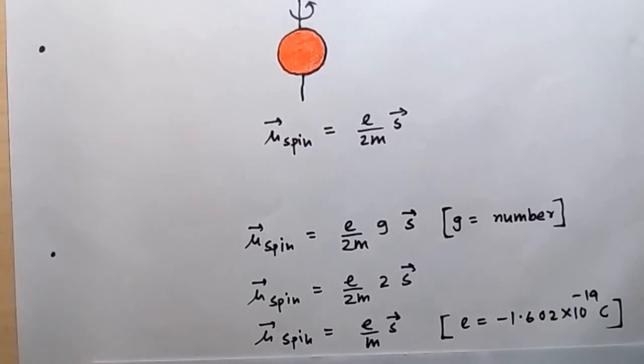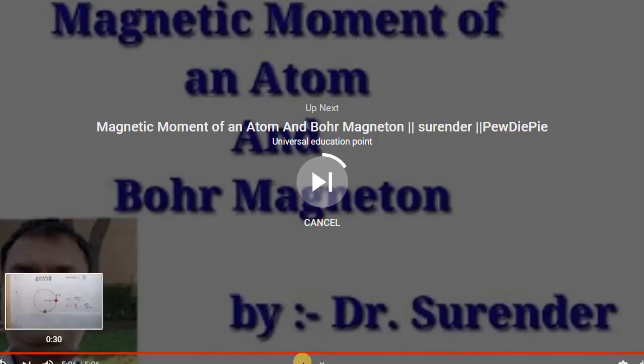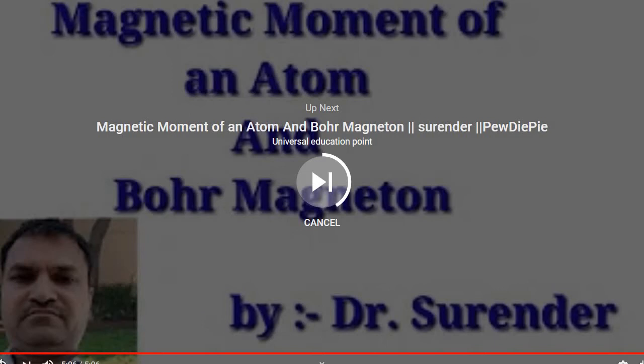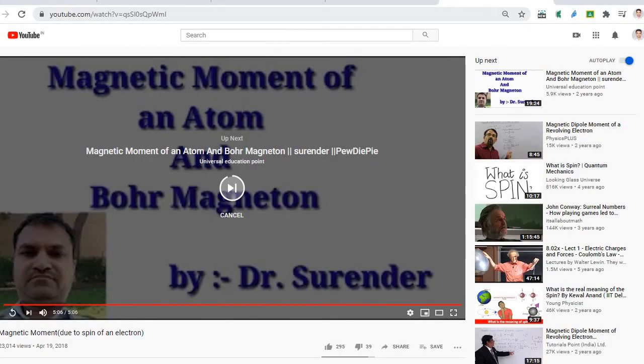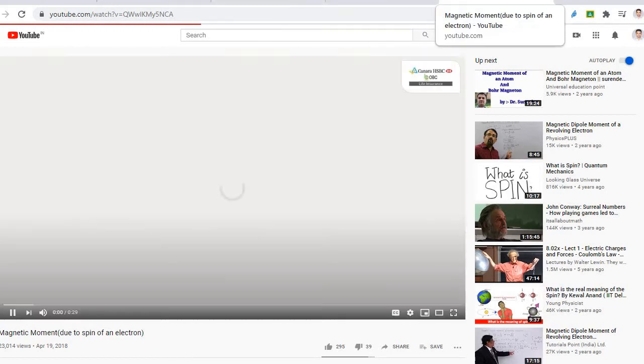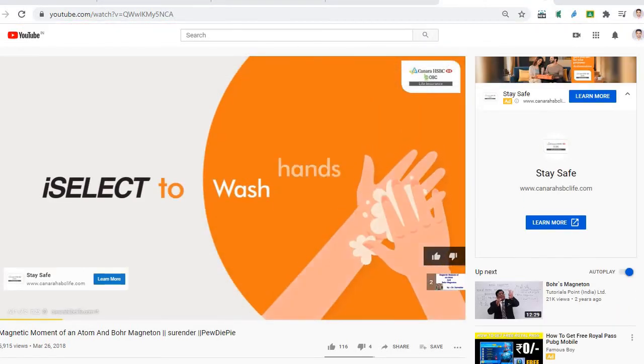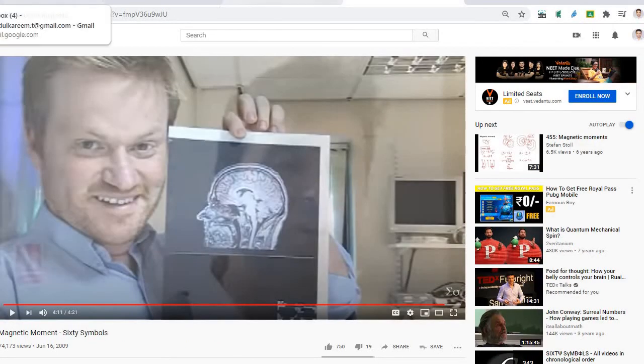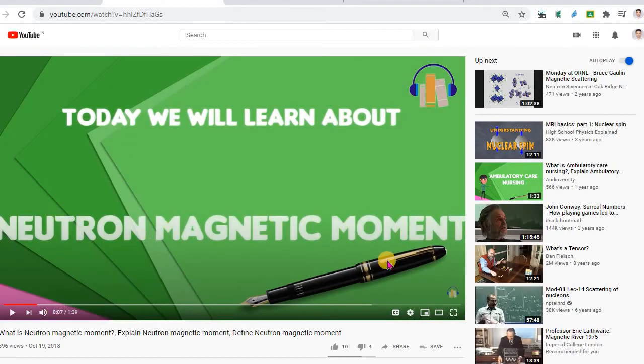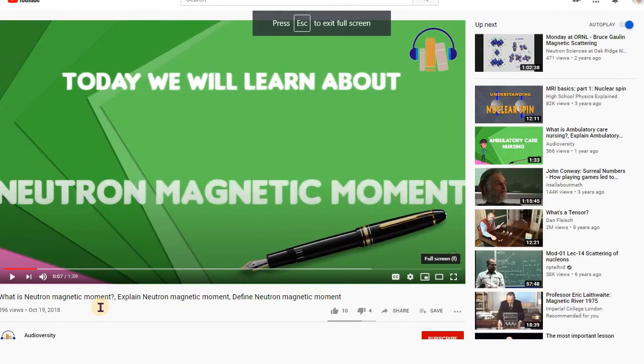Okay, the magnetic moment depends on the charge. You have seen that. Now, how does the magnetic moment occur in the case of the neutron? Okay, let us see the neutron magnetic moment. How does it occur?